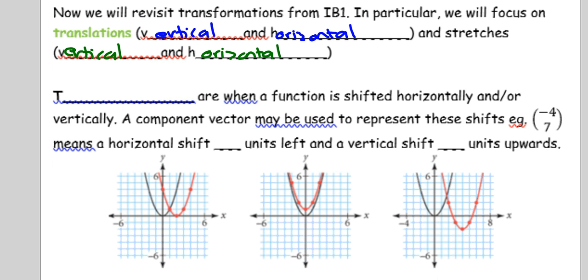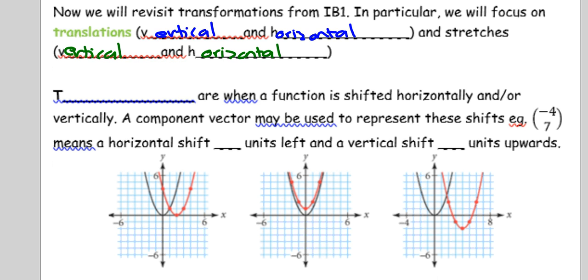So now we will revisit this. What do you think that one is? It's just translation. Translations are a particular kind of transformation. Good point. Transformations is a big umbrella term, and translation is just one type of transformation. Translations are when a function is shifted horizontally or vertically. So the shape, the width and the height of it doesn't change, it just moves up or down or sideways.